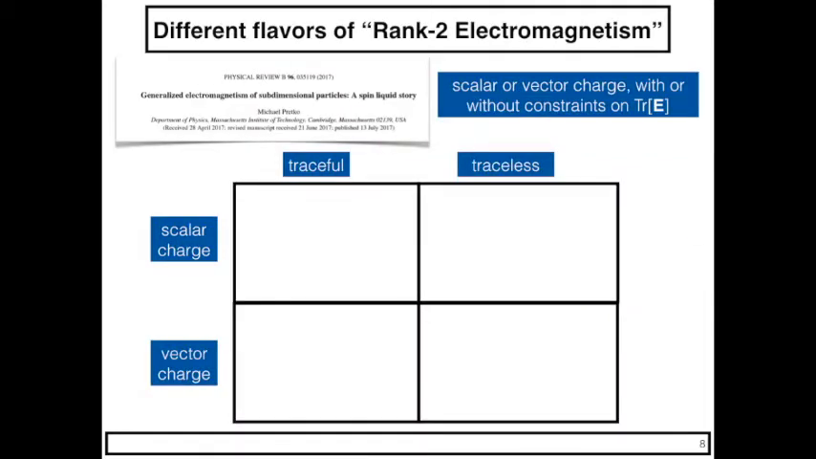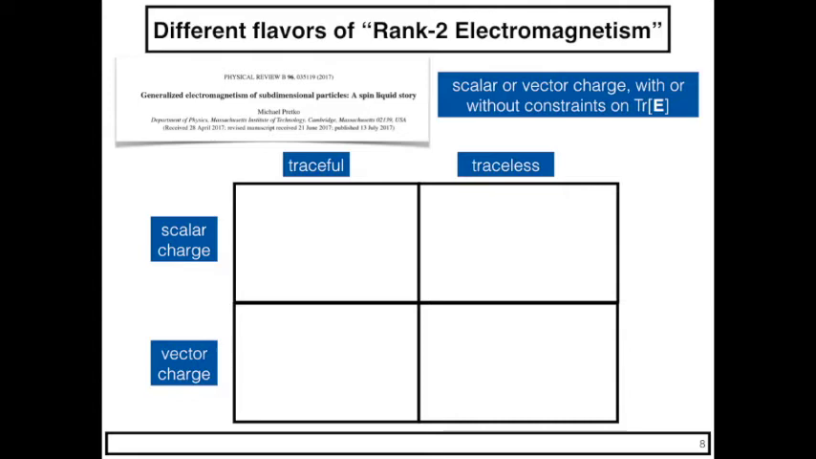In actual fact, there's more than one way of writing down a theory of U1 tensor gauge fields. At a basic level, one can distinguish 4 different cases covered in this very nice paper by Michael Pretko. Those 4 cases can be distinguished based on whether electric charge is a scalar or a vector, and whether or not the theory imposes any condition on the trace of the electric field tensor.